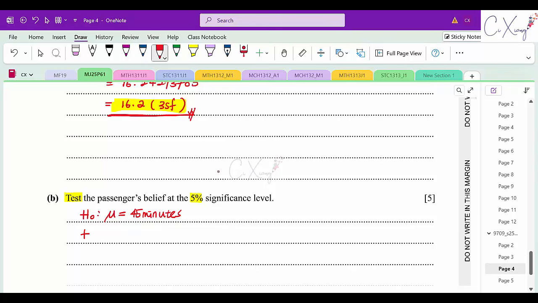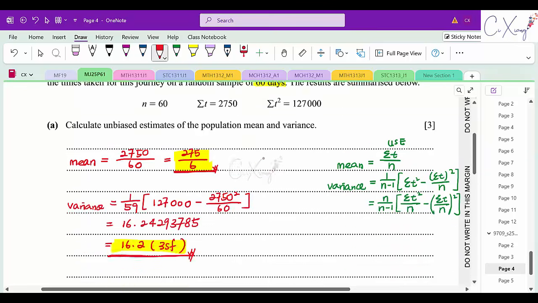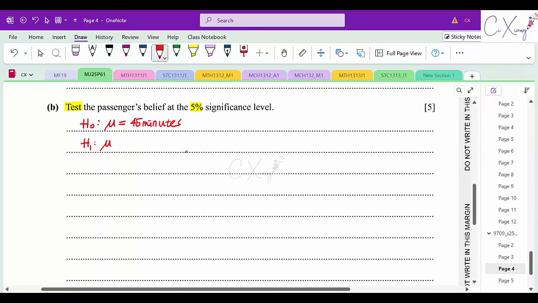How can I set up the alternative hypothesis? It will give us some hint in the question. The keyword is this one, greater than 45, because the passenger suspects or believes that the mean is more than 45. So this will be our alternative hypothesis, where you will have mu greater than 45 minutes.